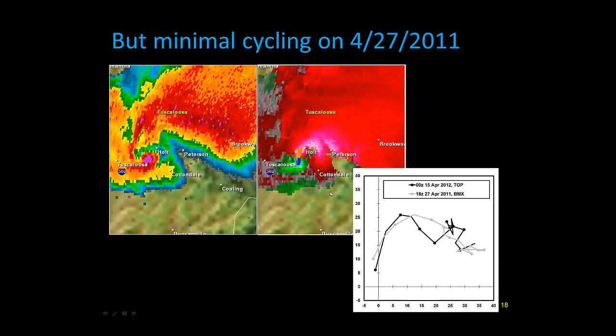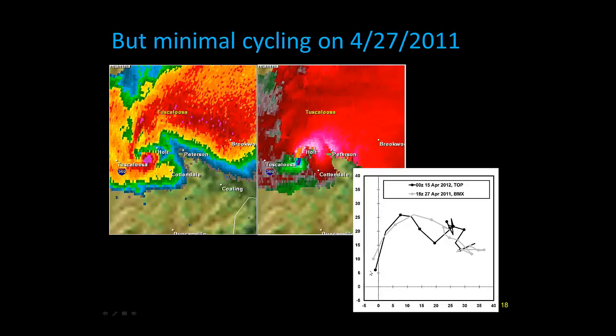Now, let's just throw one monkey wrench into this. This is from April 27, 2011, the Tuscaloosa supercell and tornado. See the very well-defined hook and tornadic debris signature here. And when I looked at data from this day, there was relatively little cycling. They were very, very steady, and you didn't see these dual low-level mesos like in the previous example from Topeka.